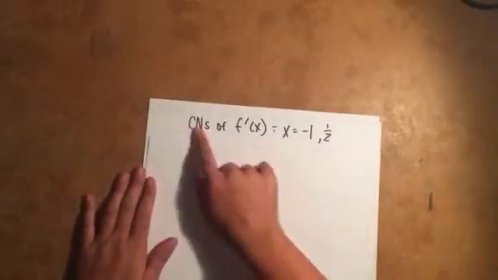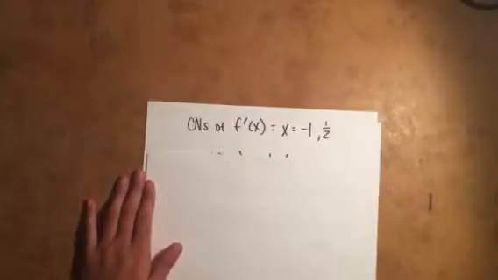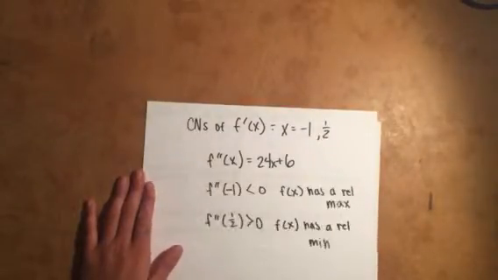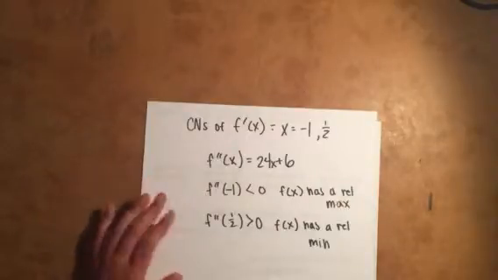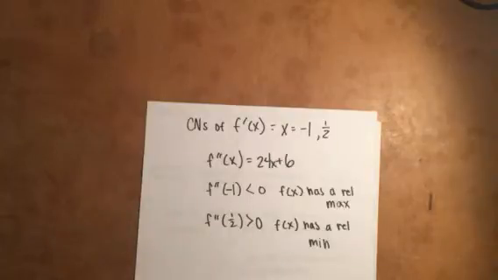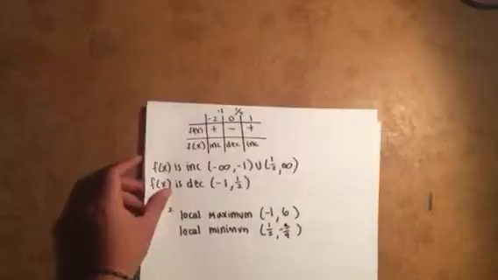So using the same example, we can see that the critical numbers of the first derivative are still -1 and 1/2. Then we can find the second derivative, which is 24x plus 6, and plug in these x values. We find that f of x has a relative max at -1 and a relative min at 1/2, which is the same values that we got by using the first derivative test, which is perfect.